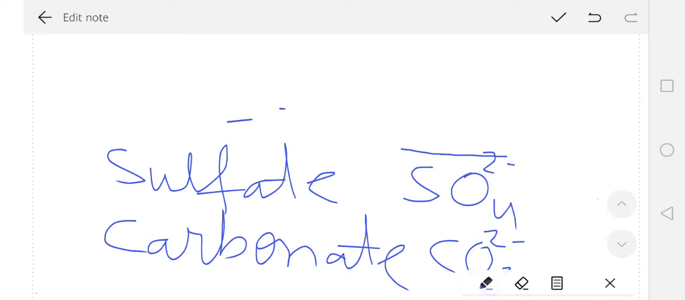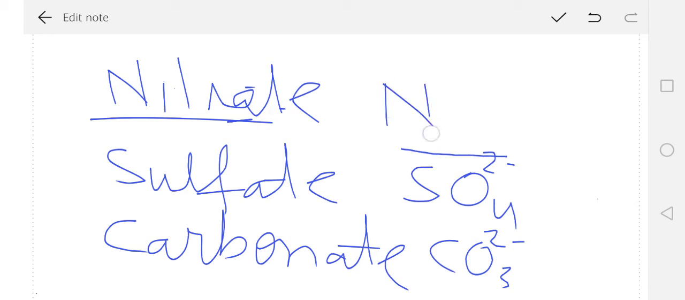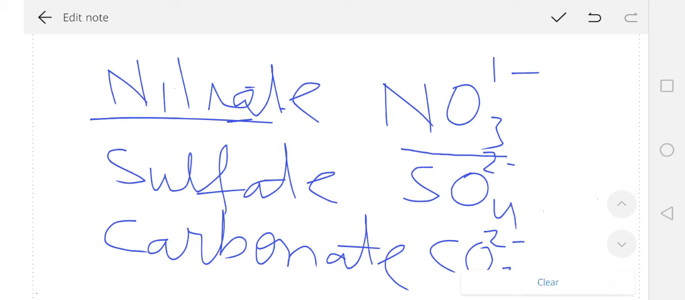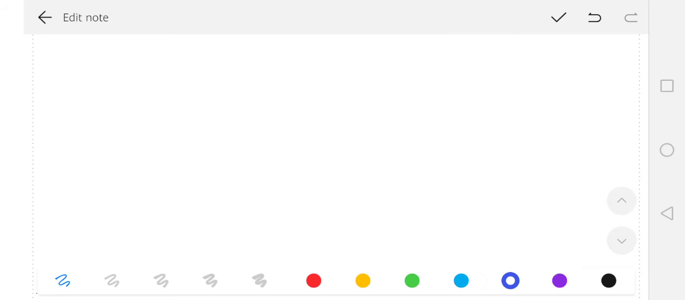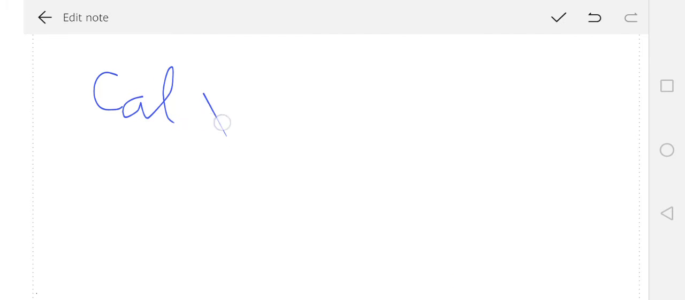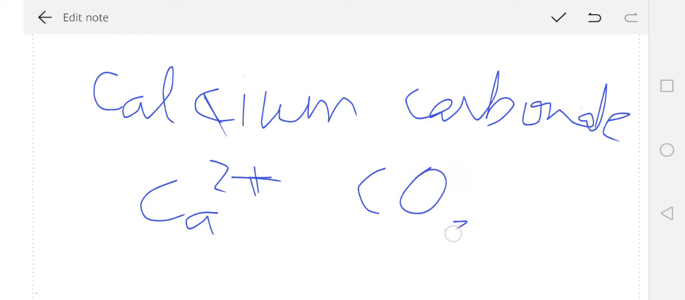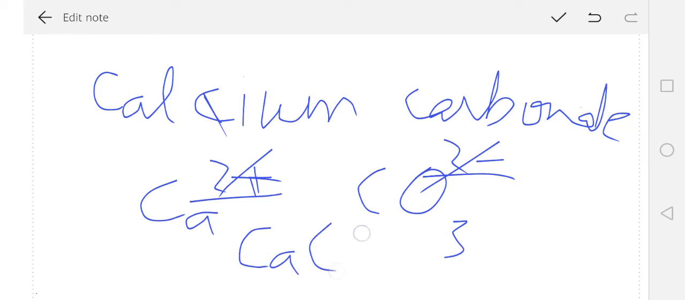It has charge. Nitrate, it has charge 1-. So if you are supposed to write the formula of calcium carbonate, basically calcium has charge 2+, and carbonate has charge 2-. If they are the same, they cancel out, so its formula becomes CaCO3.